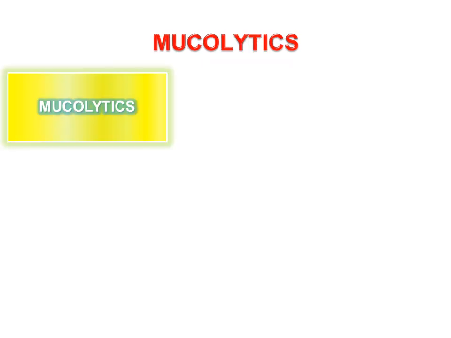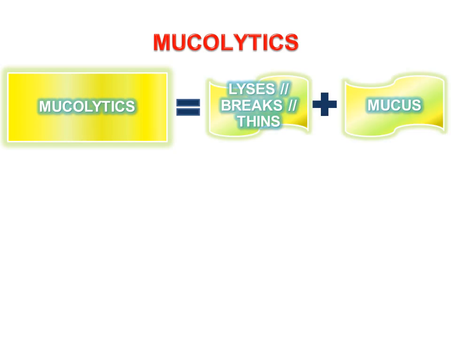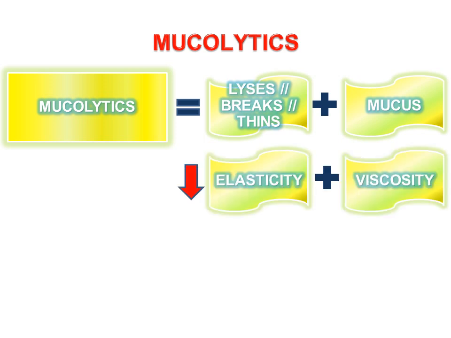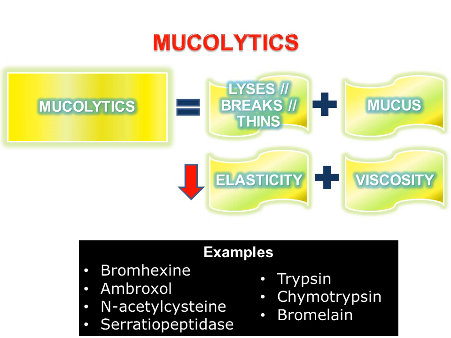Mucolytics are medicines that lyse the mucus, or break up the mucus, or thin the mucus, or reduce the elasticity and viscosity of the mucus. Examples are bromhexine, ambroxol, N-acetylcysteine, serratiopeptidase, trypsin, chymotrypsin, and bromelain.